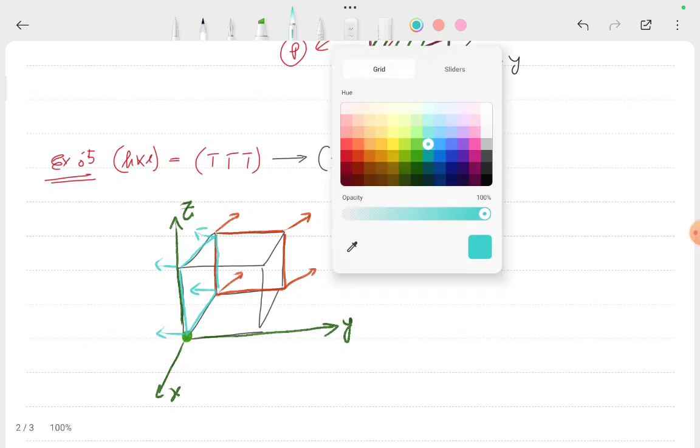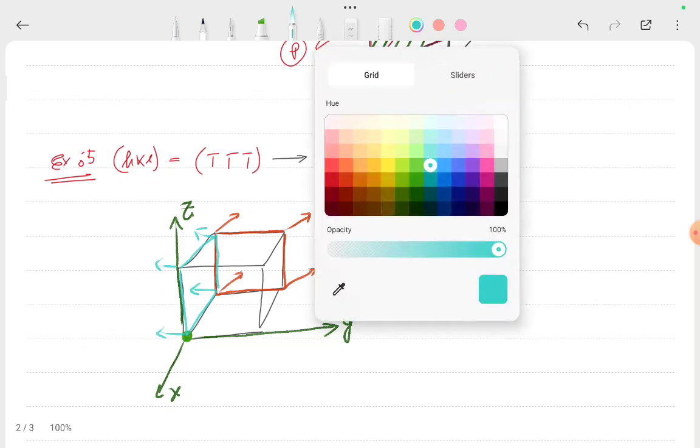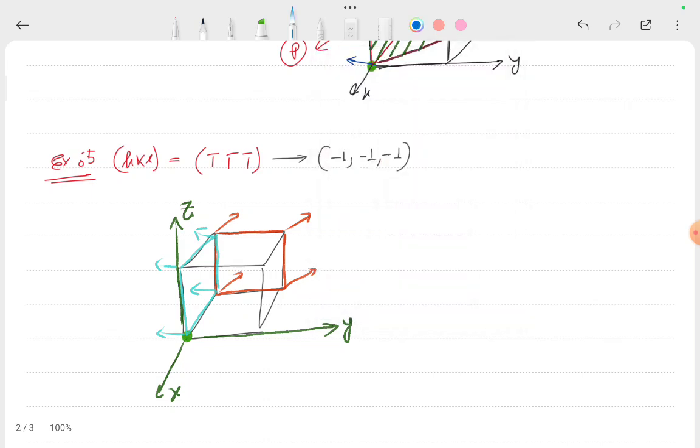Okay, and next we mark the negative z-axis. Negative z-axis means this side, and we mark it. Yeah, and then we notice. Then we try to find those points where the arrow signs do not cross each other.